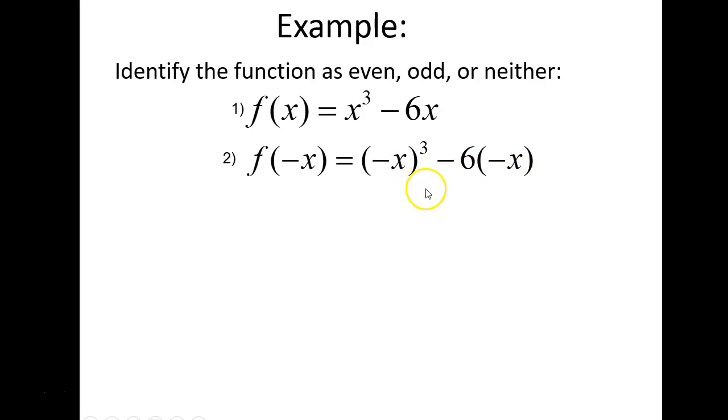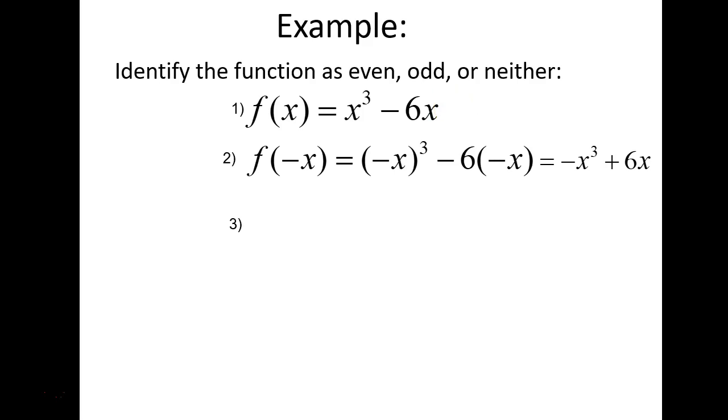Now, what happens when you cube a negative number? It stays negative. Negative 6 times negative x gives me positive. So when I simplify this, I get this. Now pause for a minute and ask yourself, does this match step 1? So in other words, does f of negative x match f of x? If it did, we'd stop here and say it's even, but hopefully you see that this does not match this.